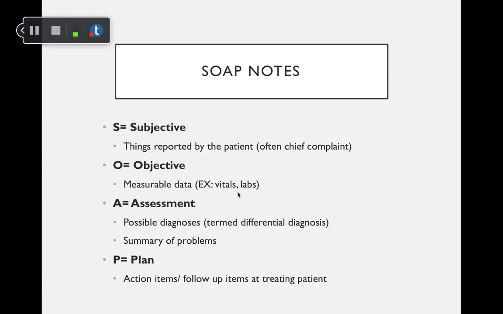The P is for plan, and this is what we're going to do about those things that could be going on. So if maybe it's a fever because of a pneumonia or a UTI, our plan would be we need to get a urinalysis, we need to get blood cultures, we need to get sputum cultures, we need to start antibiotics. Those are action items that we need to do to treat the problems in the assessment.